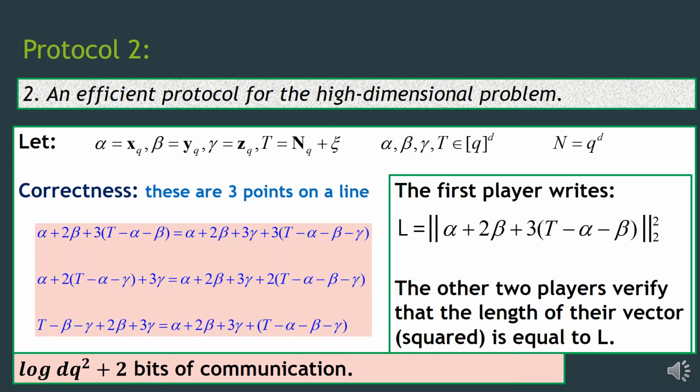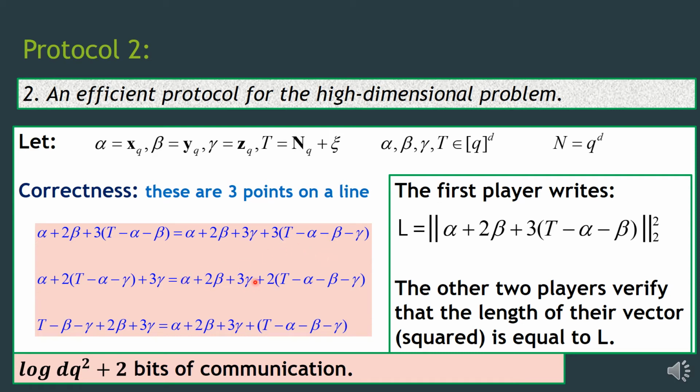And the nice thing is that if the output is 1, then it must be that alpha plus beta plus gamma is equal to t. Why? Rewrite these vectors we had before, these three vectors. Write them as alpha plus 2 beta plus 3 gamma plus a correction. The first vector is alpha plus 2 beta plus 3 gamma plus 3 times t minus alpha minus beta minus gamma.